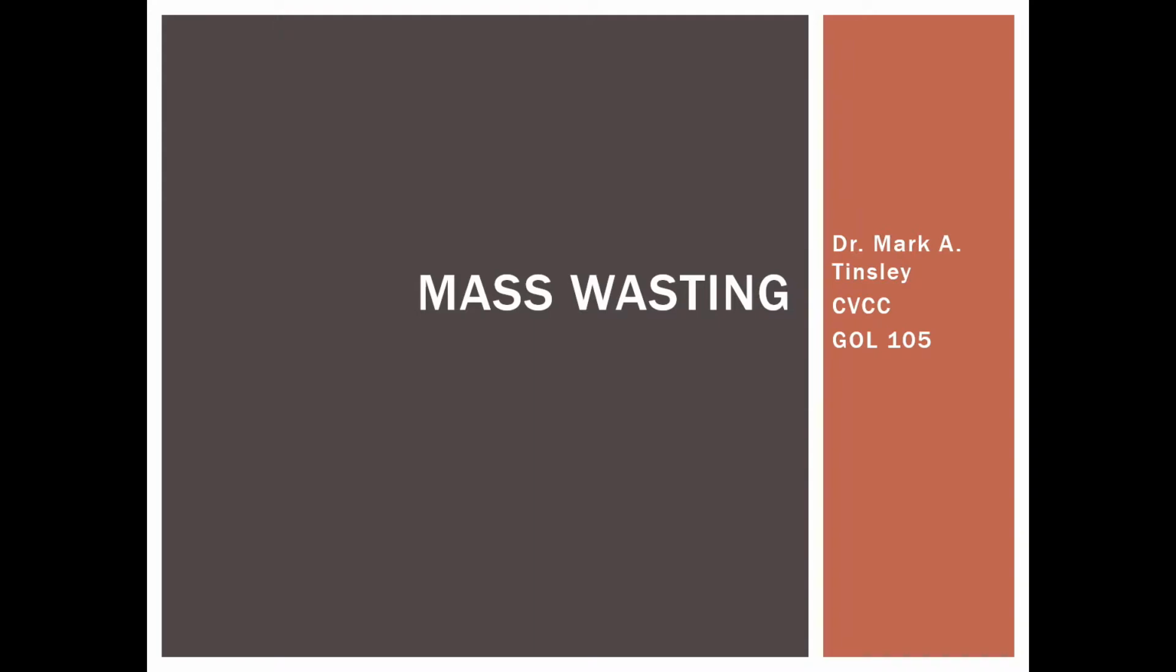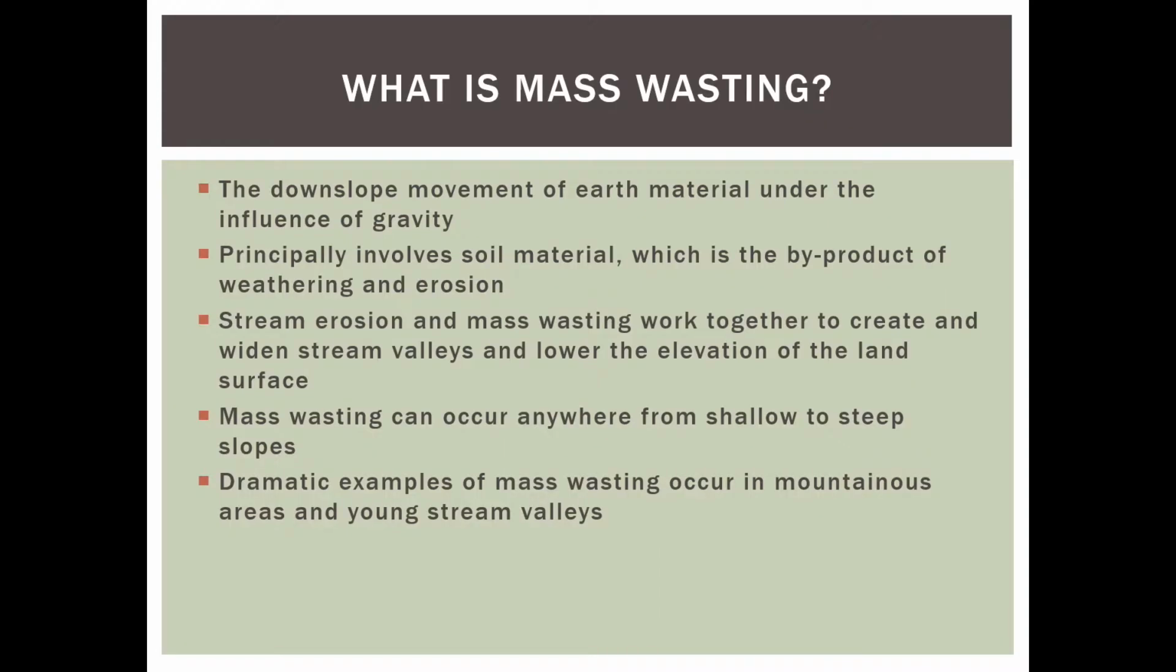All right, so today we want to talk about mass wasting, and let's jump right in. Why wait, right? What is mass wasting? Well, mass wasting is simply the downslope movement of Earth material under the influence of gravity. Things that roll down, flow down, whatever hill, downslope, under the influence of gravity, that is mass wasting. This principally involves soil matter, which is the byproduct of weathering and erosion. Now, we haven't talked about the formation of soil in this class, but you know what soil is, and this is principally what mass wastes, what moves downhill under the influence of gravity.